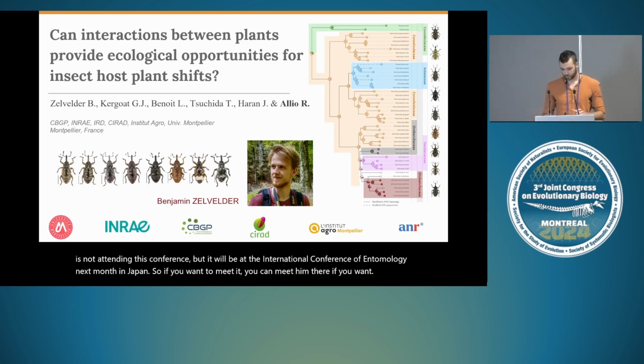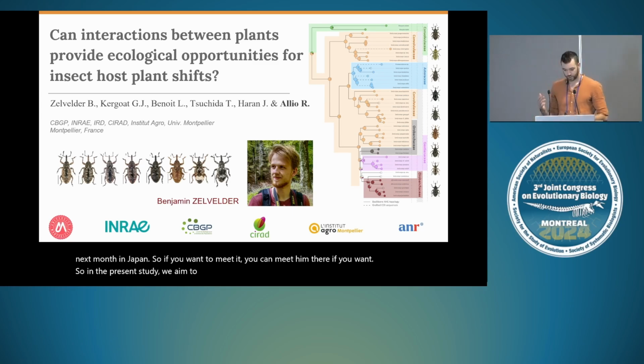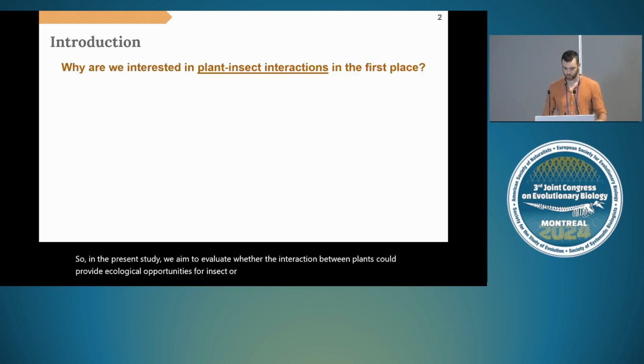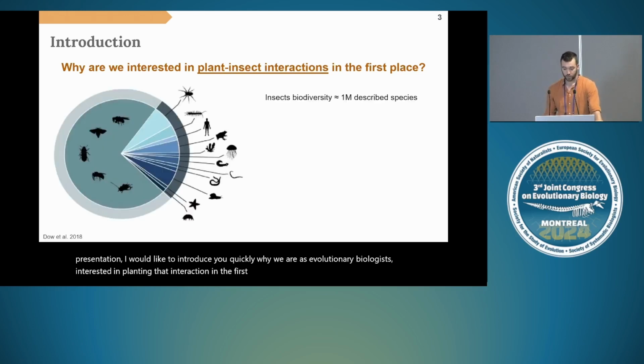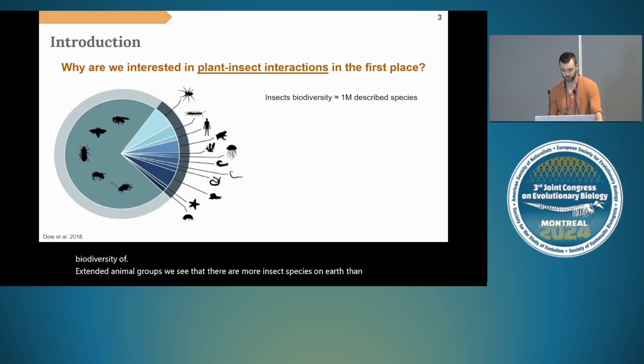In the present study, we aim to evaluate whether the interaction between plants could provide ecological opportunities for insect host plant shift. To begin this presentation, I would like to introduce quickly why we, as evolutionary biologists, are interested in plant-insect interaction in the first place. When we look at the relative global biodiversity of extant animal groups, we see that there are more insect species on Earth than all other animal groups combined.